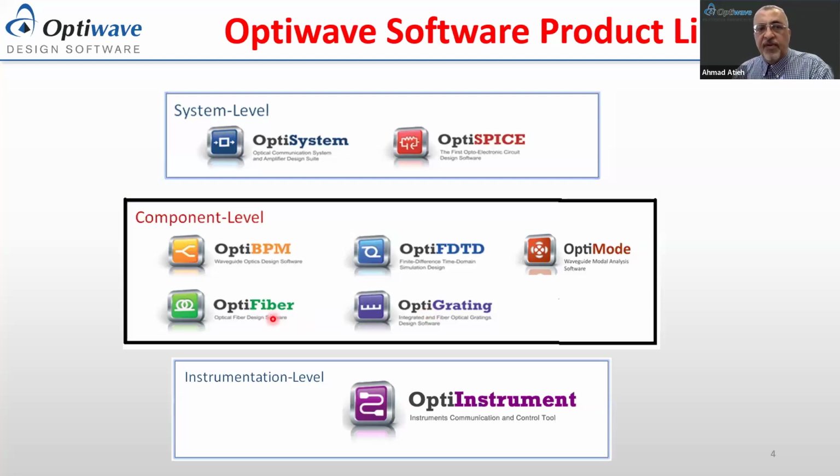And another software package, at the instrumentation level, is called OptiInstrument. This software enables users to communicate with instruments, control the instruments remotely, collect data from them, process this data, and use this data as well in OptiSystem software.